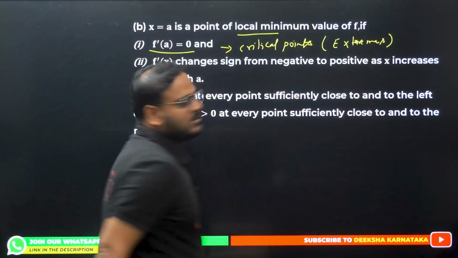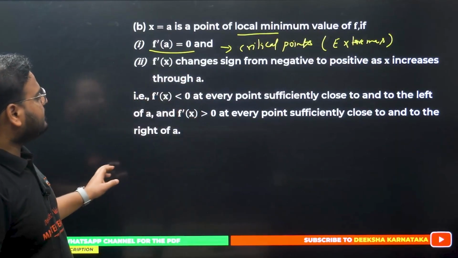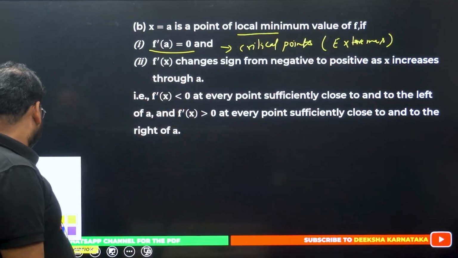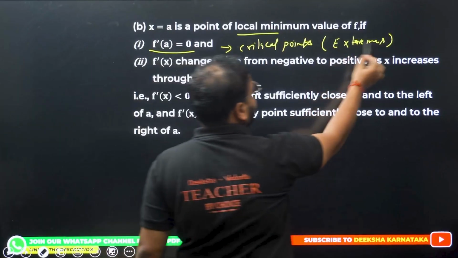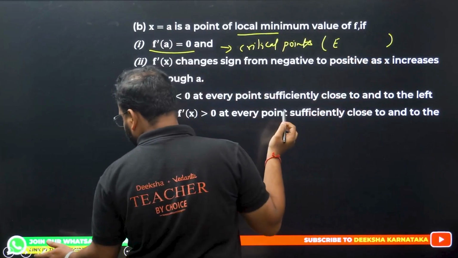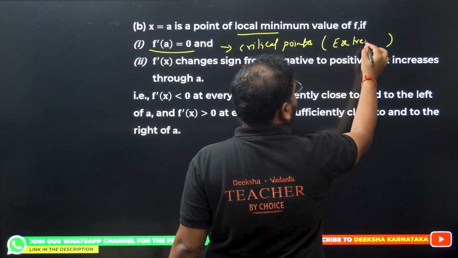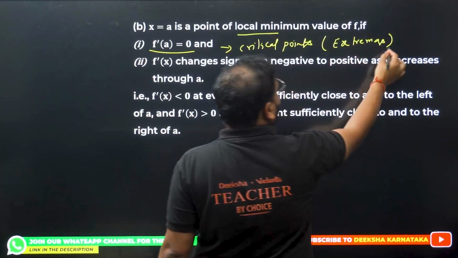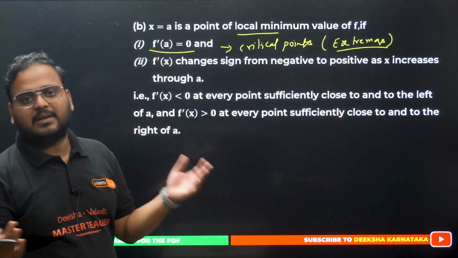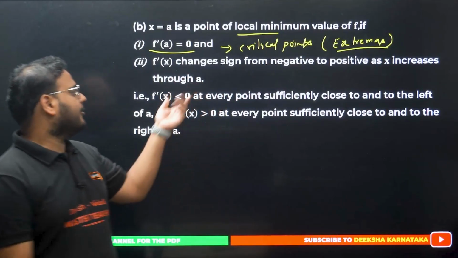Point of extremas. You find that. I'll write it better. Point of extremas. You're gonna find this. There can be either minima or maxima. We'll see after you get this thing.